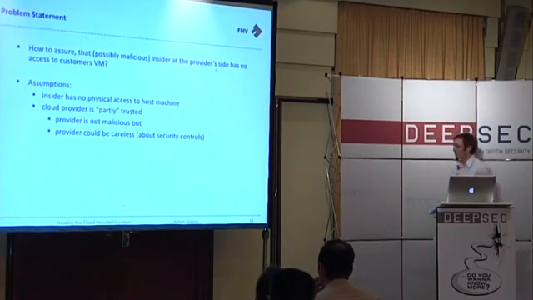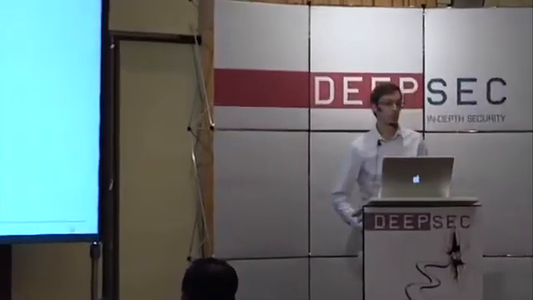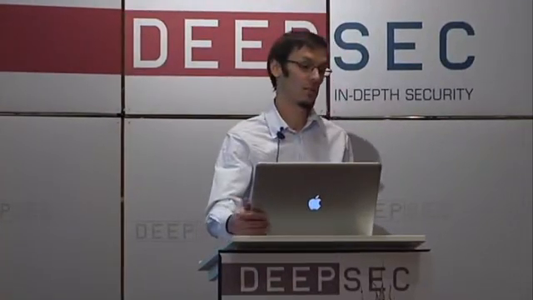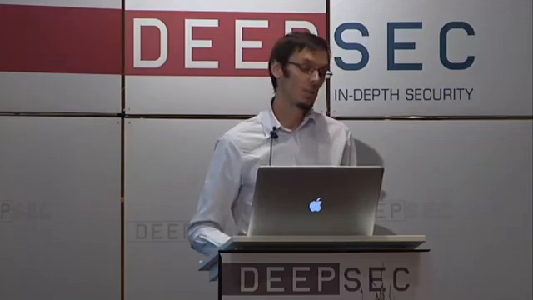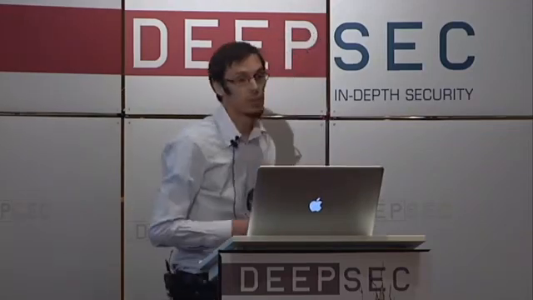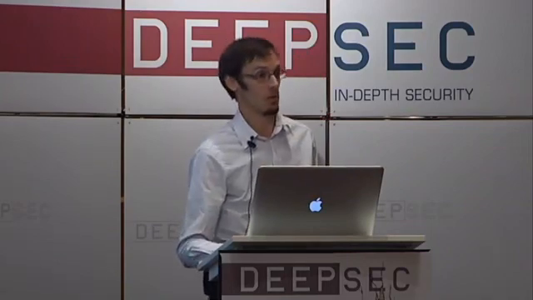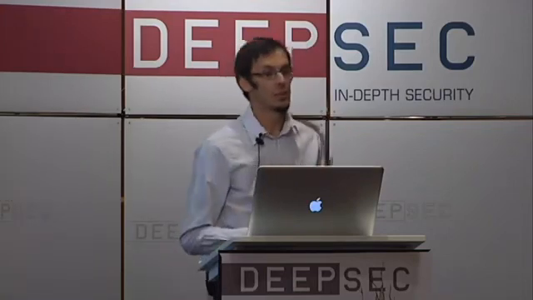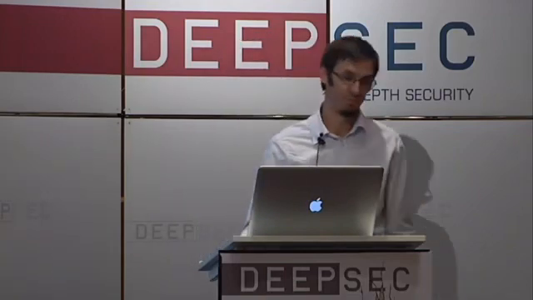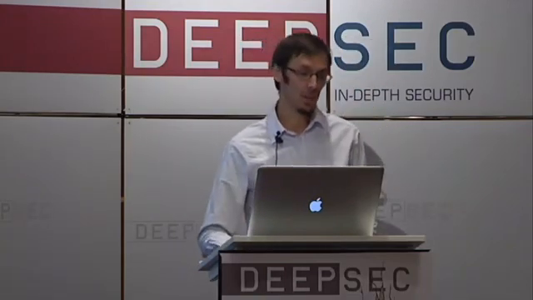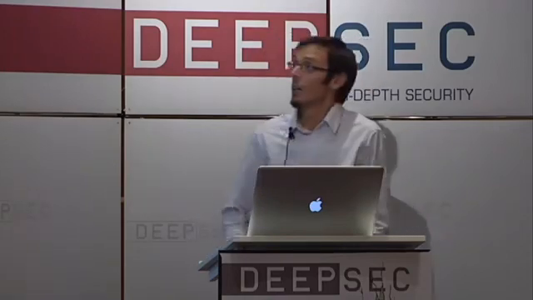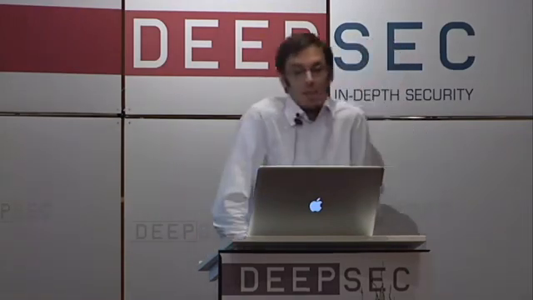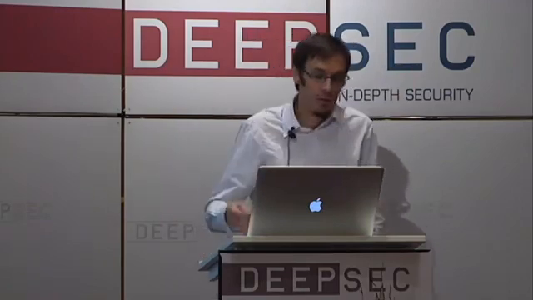So the problem statement of our work is how to assure that a possibly malicious insider at the provider's side has no access to the customer's virtual machine. The assumptions we have used in our work are that the insider has no physical access to the host machine, and that the cloud provider itself, the organization itself, is, let's say, partly trusted. With partly trusted, I mean that the provider himself is not malicious, but on the other side, he could be careless. So he could make an error by accident.